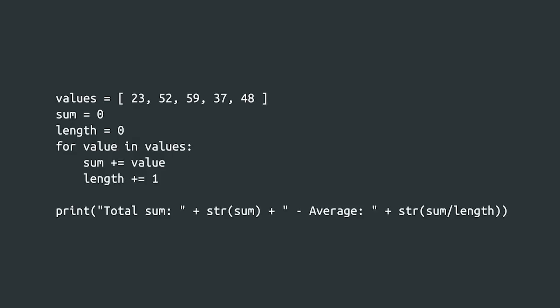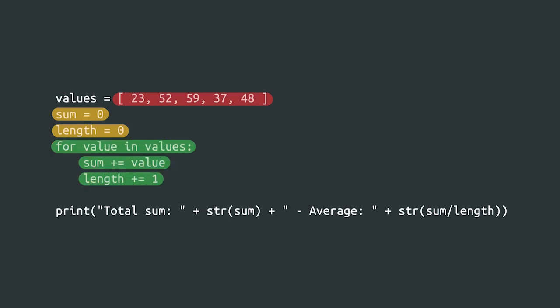For example, we could iterate over a list of numbers to calculate the total sum and average. Here's one way of doing this. Here, we're defining a list of values. After that, we're initializing two variables, sum and length, that we'll update in the body of the for loop. In the for loop, we're iterating over each of the values in the list, adding the current value to the sum of values, and then also adding 1 to length, which calculates how many elements there are in the list. Once we've gone through the whole list, we print out the sum and the average.